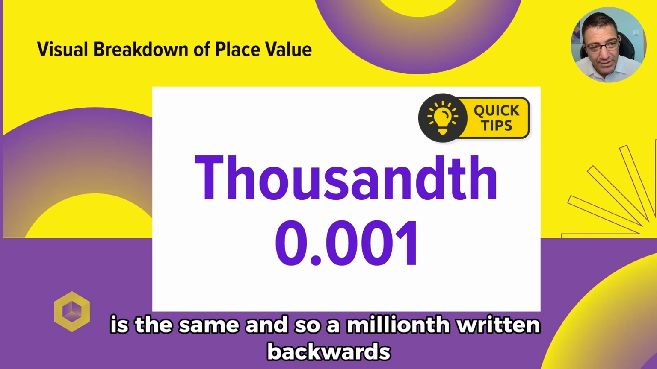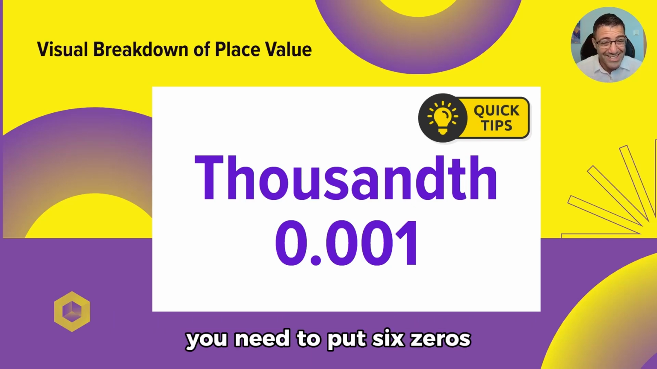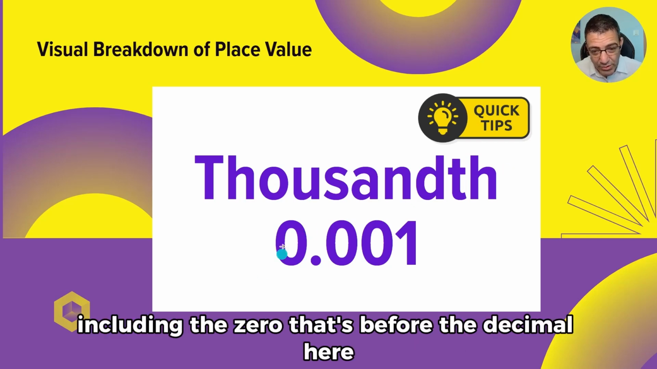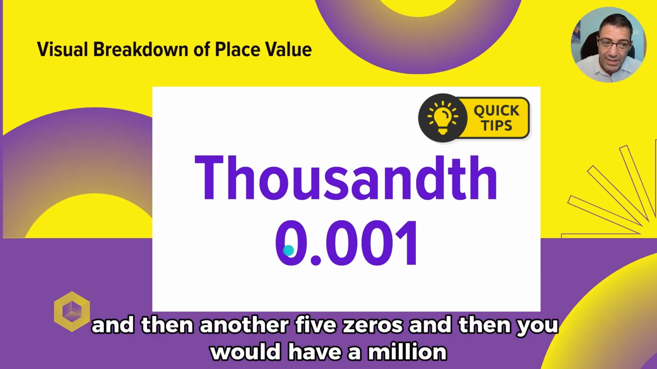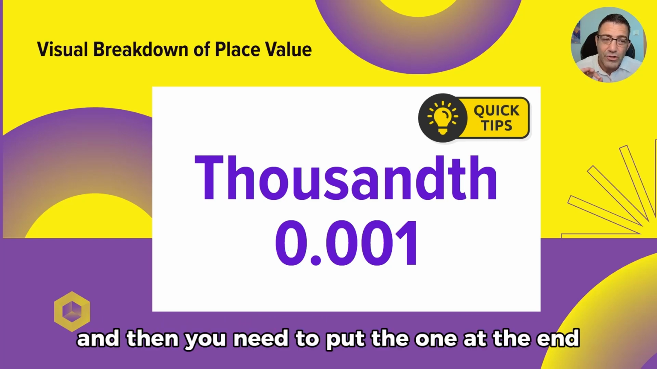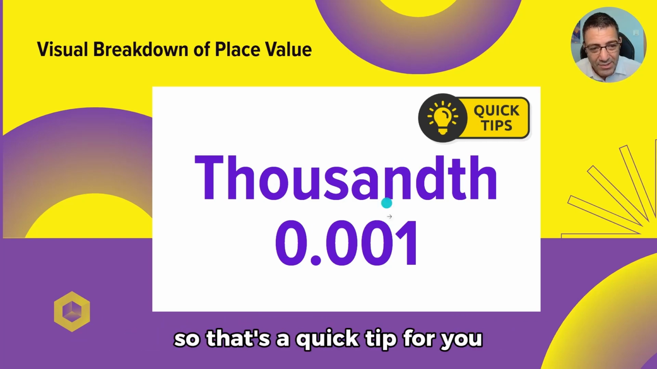And so a millionth written backwards, you'll need to put 6 zeros, including the 0 that's before the decimal here, and then another 5 zeros, and then you would have a millionth, and then you need to put the 1 at the end. So that's a quick tip for you.